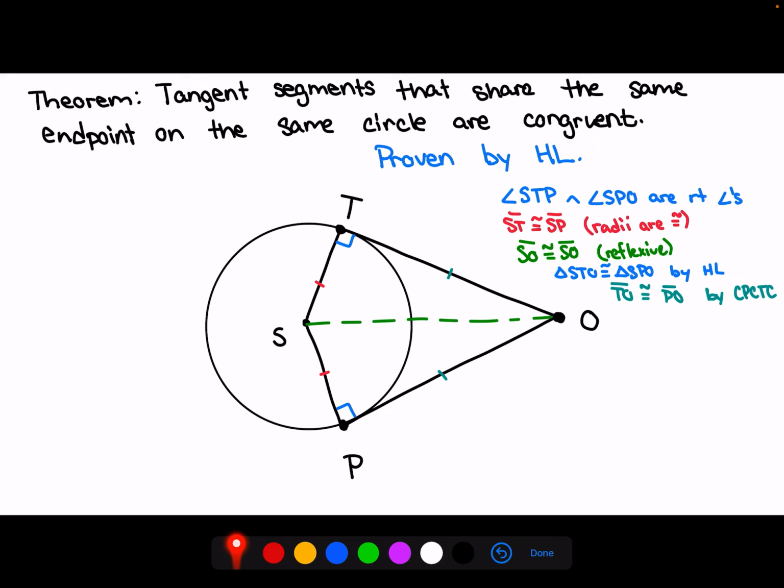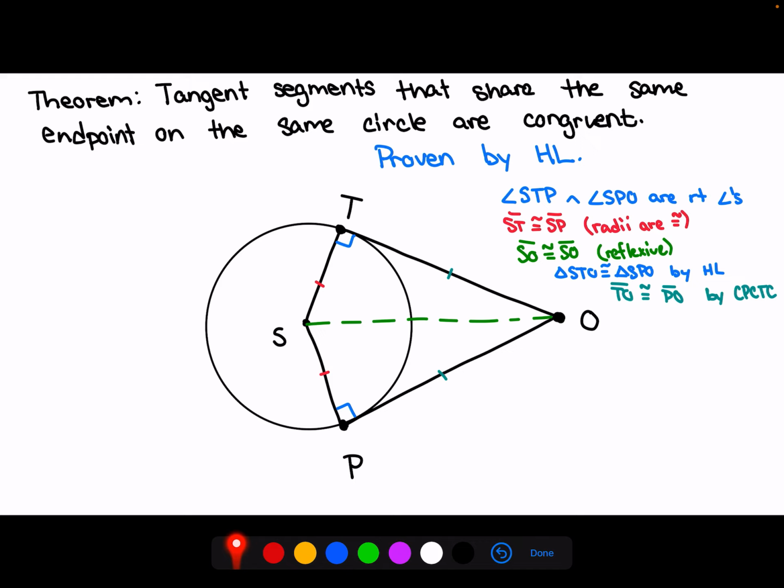If these two triangles are congruent by HL, then lastly I can say that TO is congruent to PO by CPCTC. Corresponding parts of congruent triangles are congruent, which proves this theorem to be true. So anytime that you have two tangent segments and you have the radii for them, and those tangent segments share the same endpoint, they will always be congruent to each other, always.